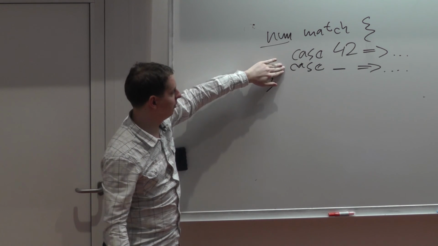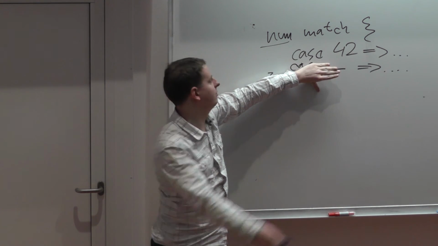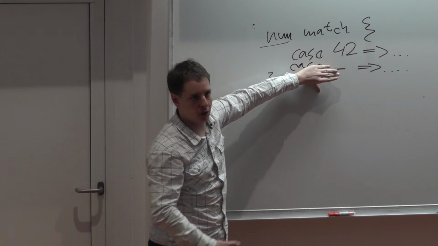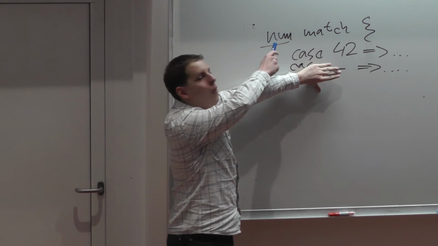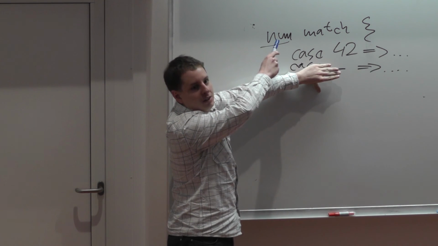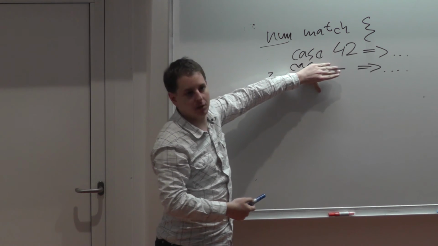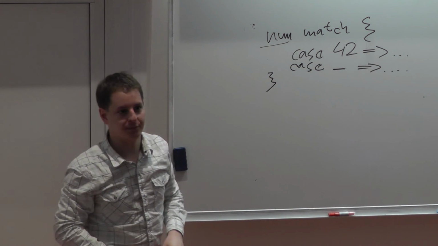If you leave out the default case, then the compiler will tell you, okay, if you don't get 42, you get a problem. So better look at the code to see if it's okay. And if you know, I will always get 42 here, you may suppress this warning with an annotation. But if you're not sure, you'd better put in some other branch.